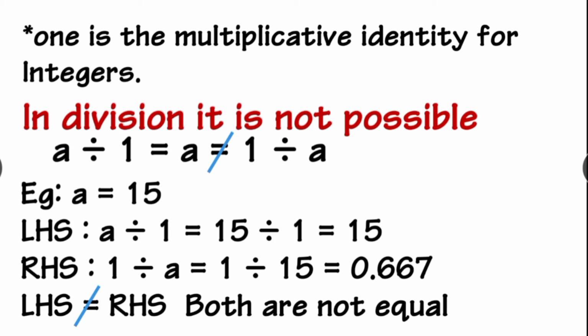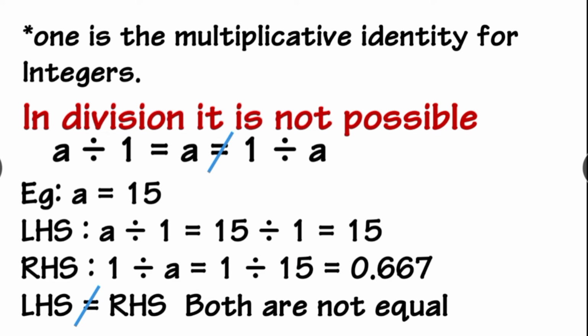But in division, it is not possible, okay. In division, see, a divided by 1 equals a, but it is not equal to 1 divided by a. See, I am taking a as 15. First I will do a divided by 1. So 15 divided by 1 is equal to 15, but 1 divided by a, that is 1 divided by 15, I get 0.067. It is not equal, right? Here we don't get the same answer. So both are not equal. In division it is not possible, okay.